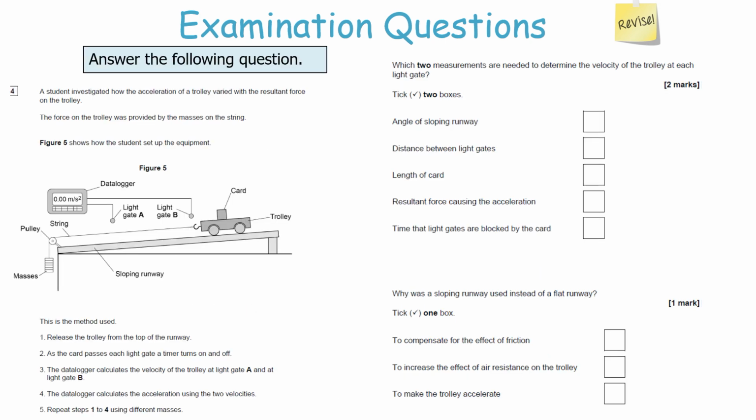The next question says, a student investigated how the acceleration of a trolley varied with the resultant force on the trolley. The force on the trolley was provided by the masses on the string. Figure 5 shows how the student set up the equipment. This is the method used.